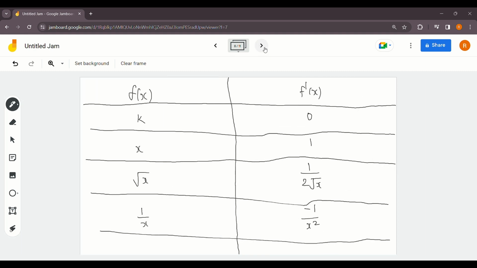So now we will see some simple derivatives of some constants, and for x power something. Differentiation of a constant always gives you 0, and differentiation of x gives you 1. Differentiation of root x can be written as x power half, and if you apply the x power n formula, taking n equal to half, you will get 1 by 2 root x. And 1 by x, you can write as x power minus 1 and apply the x power n formula, you will get minus 1 by x square.